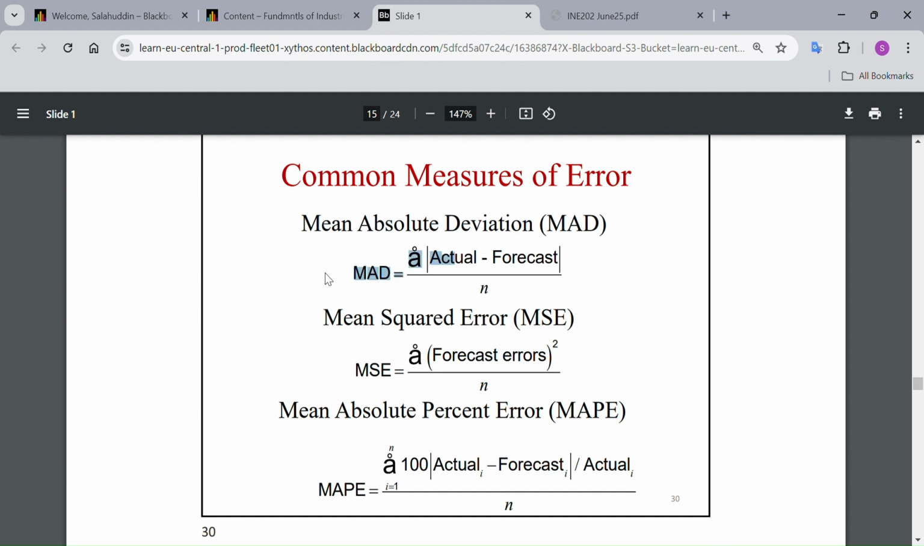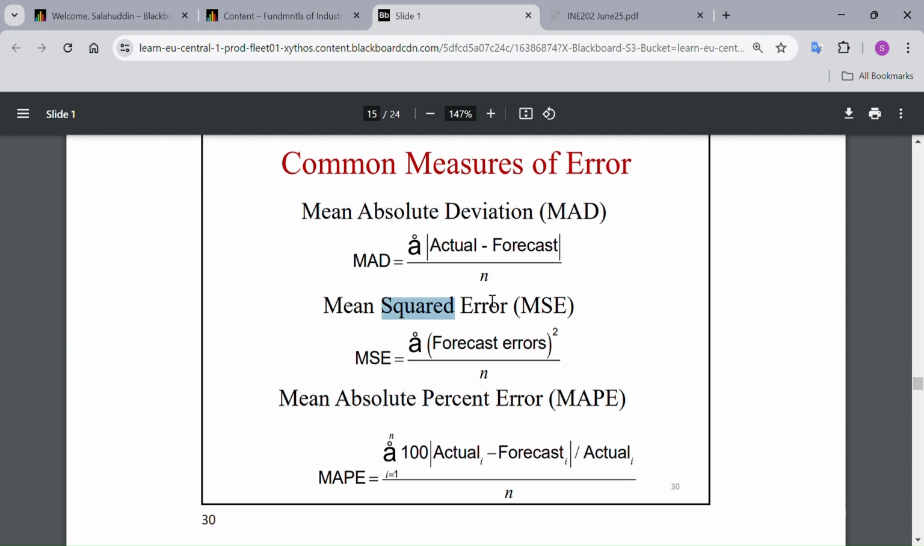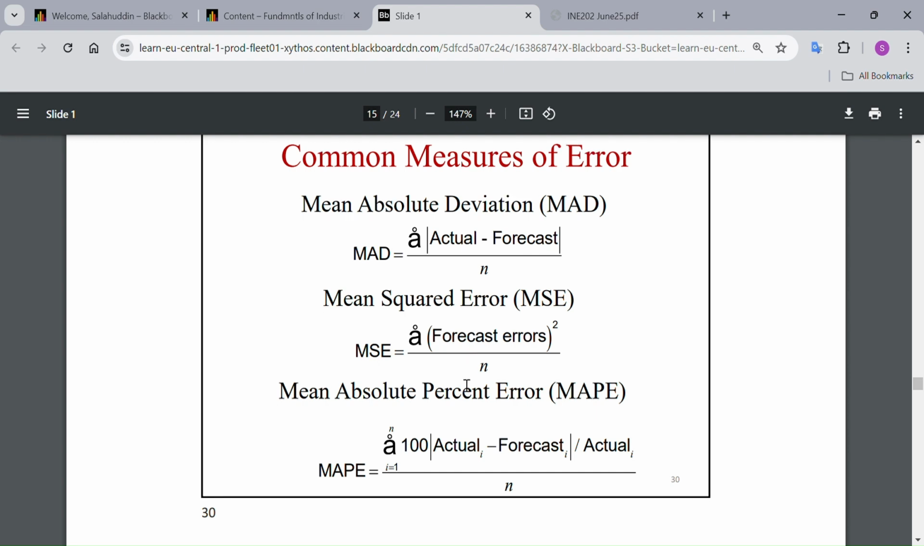So the first error is MAD, and it's basically the summation of the absolute value of the actual data minus the forecasted value, divided by n, which is the number of data. And then the mean squared error is the same, but instead of taking the absolute value, we're going to have squared. So we have the actual value minus the forecast, all squared, and then divided by the number.